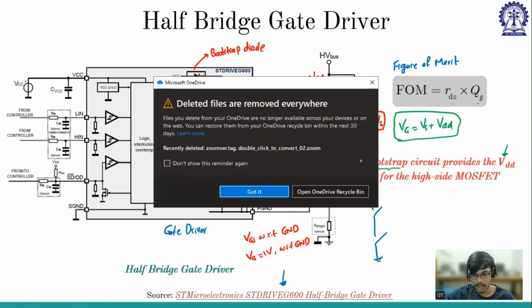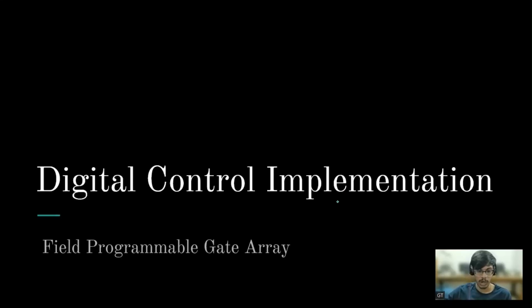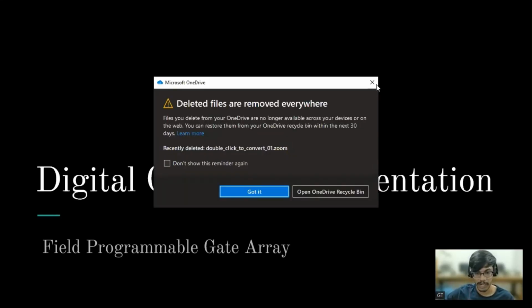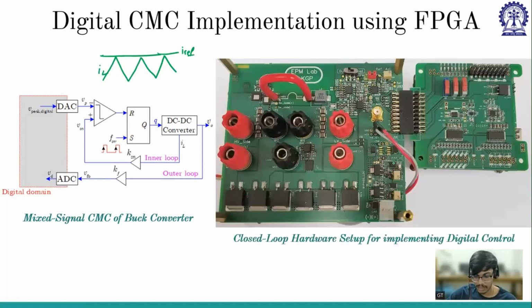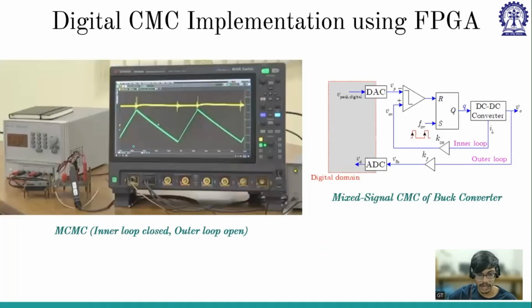Okay. So if I quickly go into the digital control implementation on the field programmable gate array, SAR has shown a mixed signal current mode control architecture, where SAR is giving a constant reference, I reference, and SAR is comparing with the IL. In the same hardware setup, SAR has implemented this, and this is the hardware result that SAR has got.